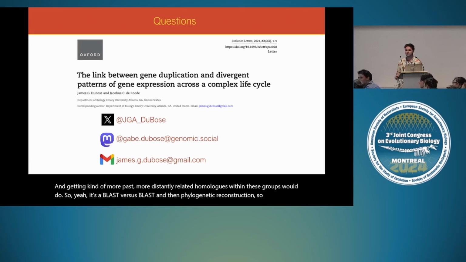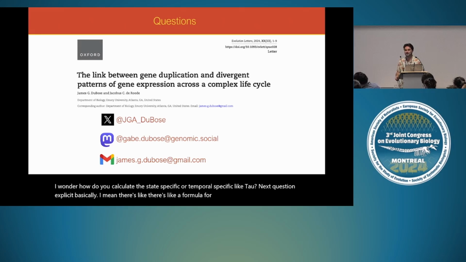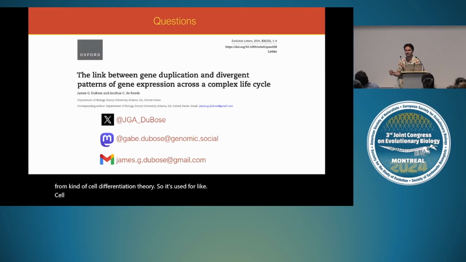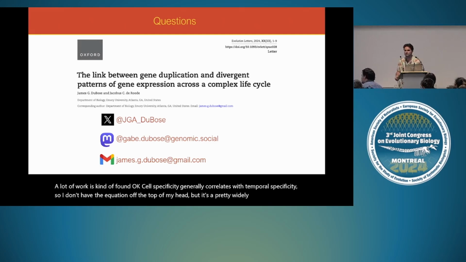I wonder how you calculate the stage-specific or temporal specificity, like tau, the expression specificity. Yeah, there's a formula for it in general. It's an equation that's widely used. Like I said, this was all derived from cell differentiation theory, so it's used for cell type specificity in general, and a lot of work has found that cell specificity generally correlates with temporal specificity. I don't have the equation off the top of my head, but it's a pretty widely used metric.